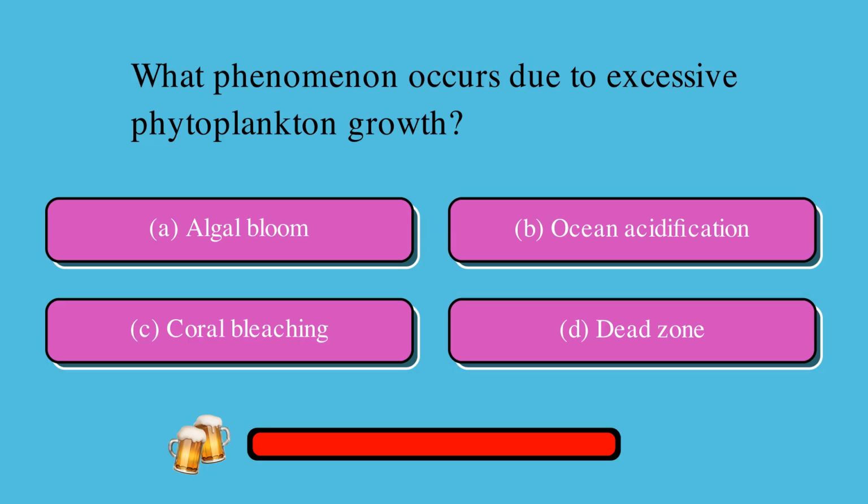What phenomenon occurs due to excessive phytoplankton growth? Is it A, algal bloom, B, ocean acidification, C, coral bleaching, or D, dead zone? The correct answer is A, algal bloom.